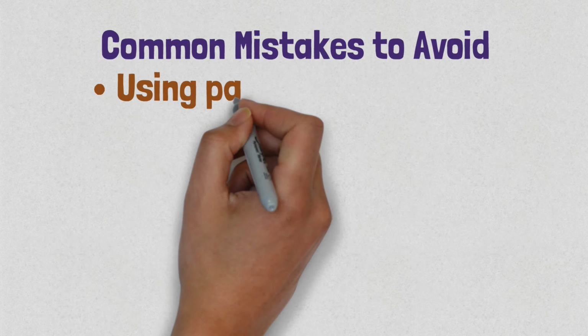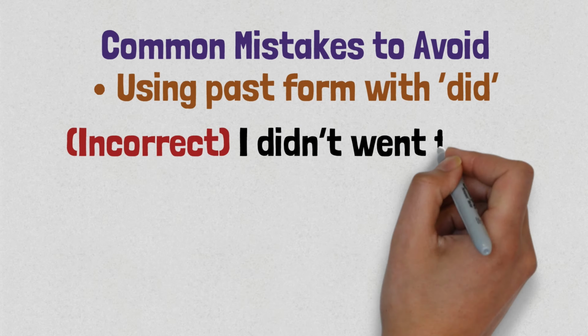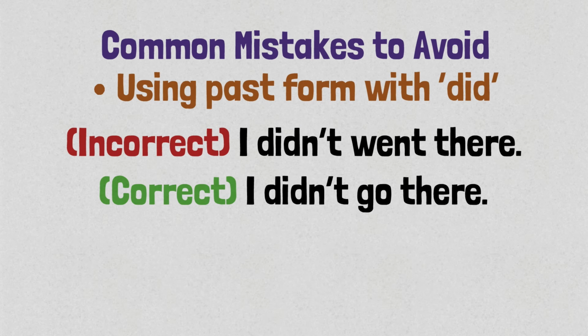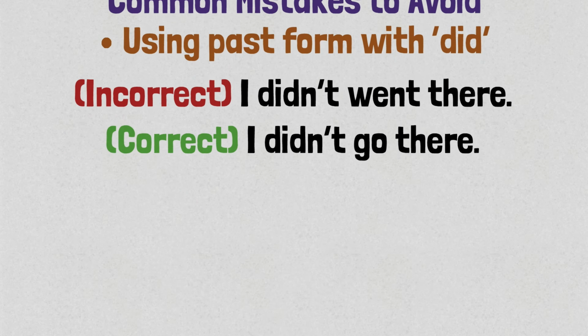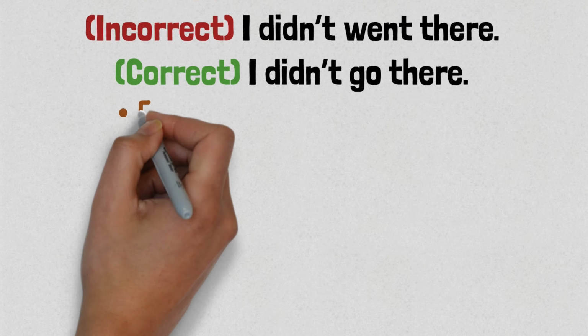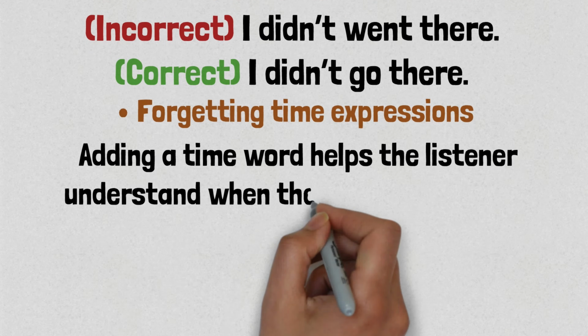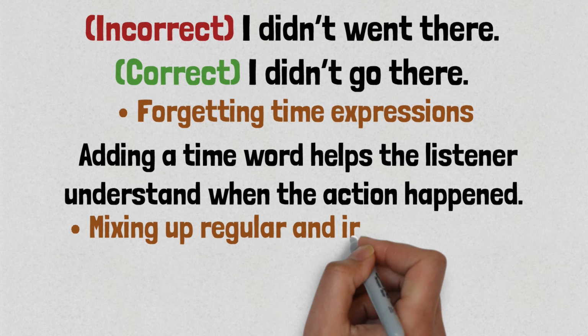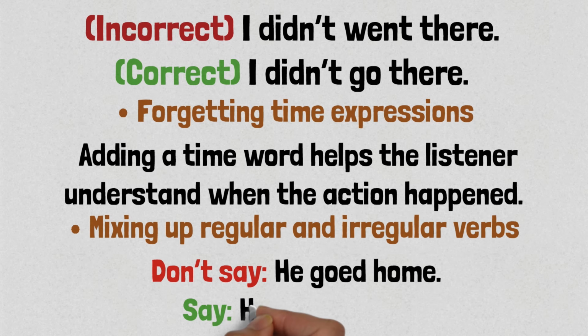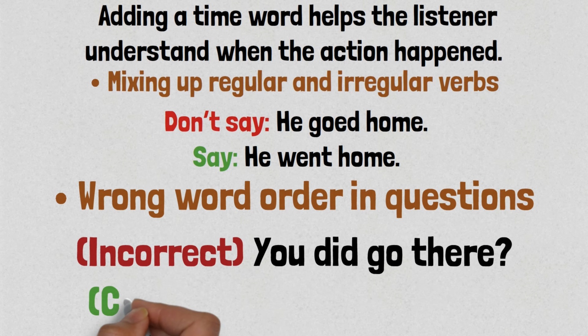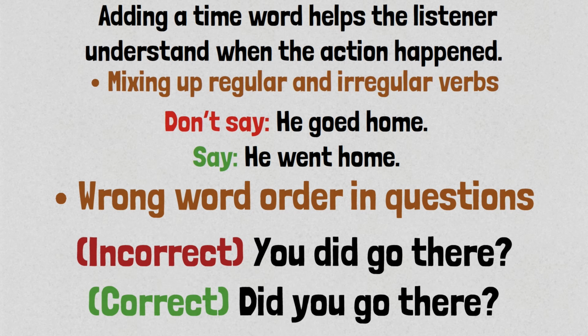Common mistakes to avoid. Using past form with did. Incorrect: I didn't went there. Correct: I didn't go there. Forgetting time expressions. Adding a time word helps the listener understand when the action happened. Mixing up regular and irregular verbs. Don't say, he goed home. Say, he went home. Wrong word order in questions. Incorrect: You did go there? Correct: Did you go there?